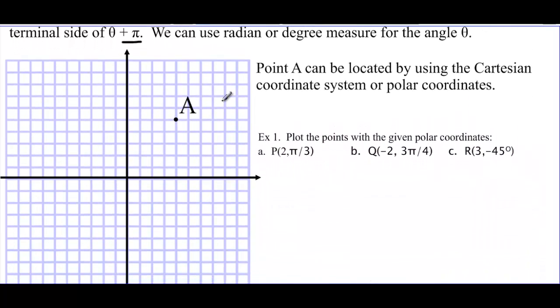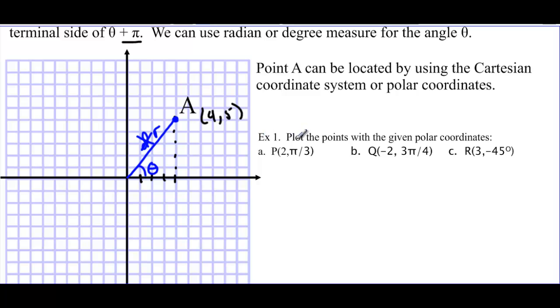In this example, point A can be located by using the Cartesian coordinate system or polar coordinates. On the Cartesian system, we can go over 4, and we can go up 1, 2, 3, 4, 5. So that's the point 4, 5 with Cartesian. On the polar coordinate system, we have this distance right here and this angle. The combination of these two locates a unique point A. And actually, we don't use D, we use R for the radius of a circle.